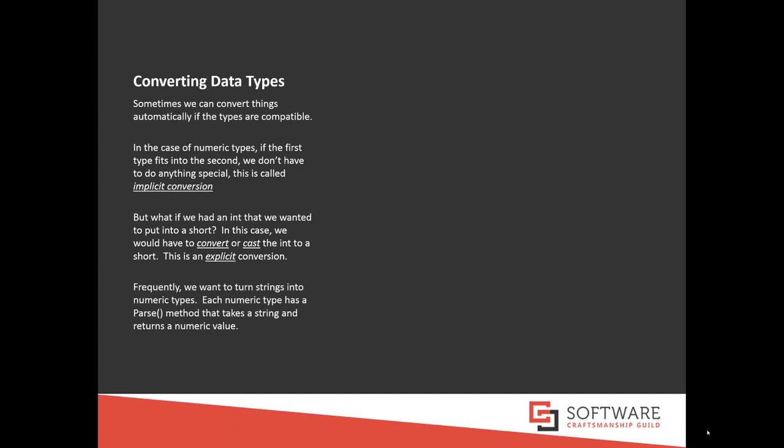Lastly, we often want to turn string data into numeric types. This happens in particular when we're reading data from a user. They're going to type something in on the keyboard, and it's going to come to us as a string. So every numeric type has a method on it called parse. And parse will take a string and attempt to convert it to a numeric value. If it can't parse the value, then an error will occur.